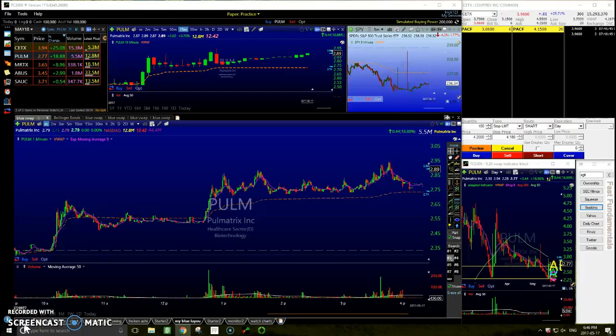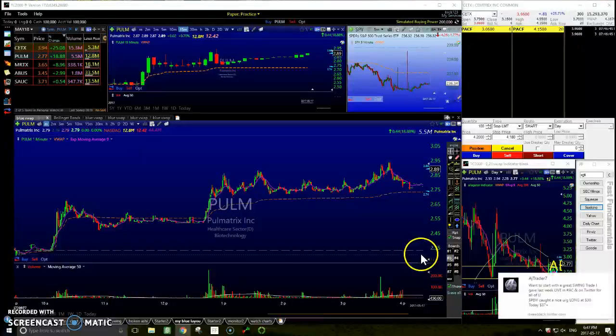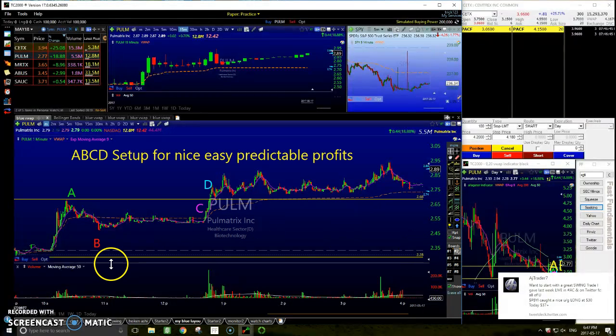Hey everybody, we're going to get into another trading setup that basically all traders use. This is a great setup. This is one of my favorites. Again, we're going to use a ticker that was in play today because it gives a good example. Really, that's the only reason. So it is the ABCD setup.